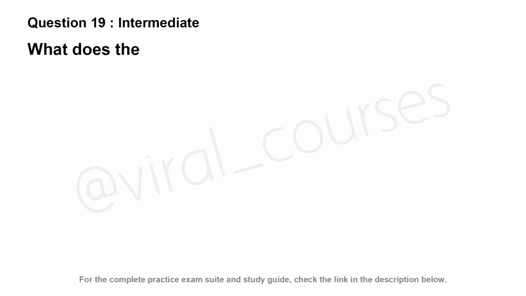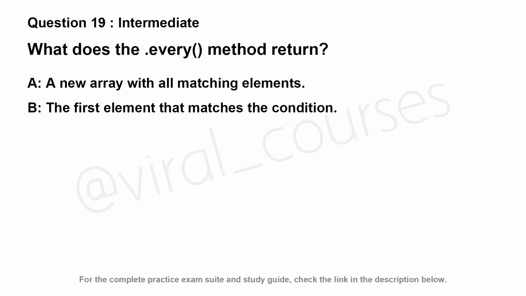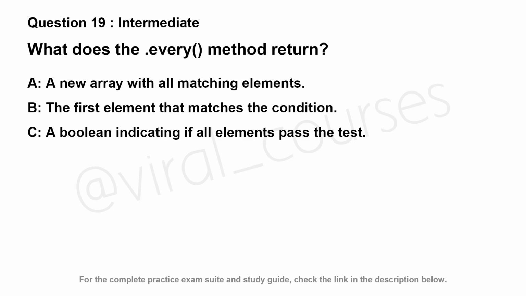What does the every method return? Option A. A new array with all matching elements. Option B. The first element that matches the condition. Option C. A Boolean indicating if all elements pass the test. Option D. The index of the last element.